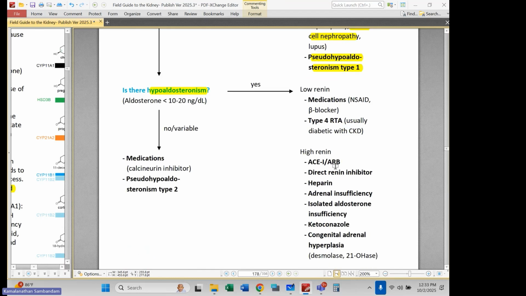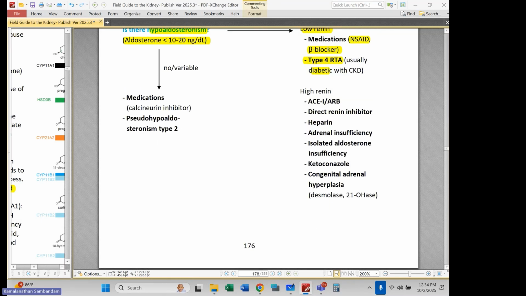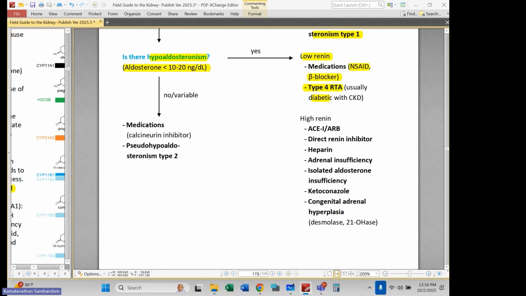And then we're looking at aldosterone itself in a contextual way. When we're interpreting the aldosterone levels, we have individuals that can have low renin, low aldo. Beta blockers and nonsteroidals would be examples of that. The type 4 RTA that occurs in the diabetic is another example of that. And then we have these final causes of patients with hyperkalemia.